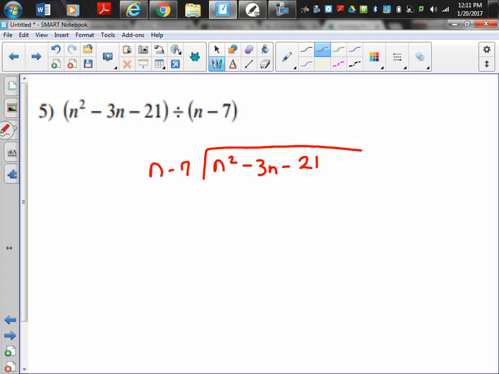So n times what is going to give me n squared? N. All right, so n times n is n squared. N times negative 7 is negative 7n. All right, so when I subtract, that means I take the opposite of this one and the opposite of this one, because you have to subtract.